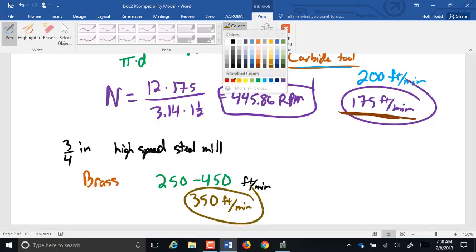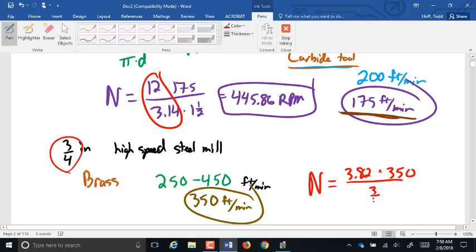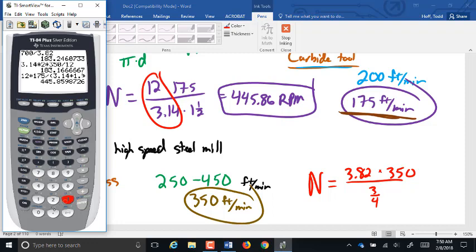So let's set this up. Our RPM, which is going to be N, equals. Now I'm going to do this short. I'm going to take that 12 divided by pi, which is 3.82, and I'm just going to put that in there on top. Times my cutting speed of 350 divided by my 3/4 inch diameter. So this is going to be 3.82 times 350 divided by. Now, since that's a fraction, I know 3/4 of an inch is 0.75. I could just type that in.